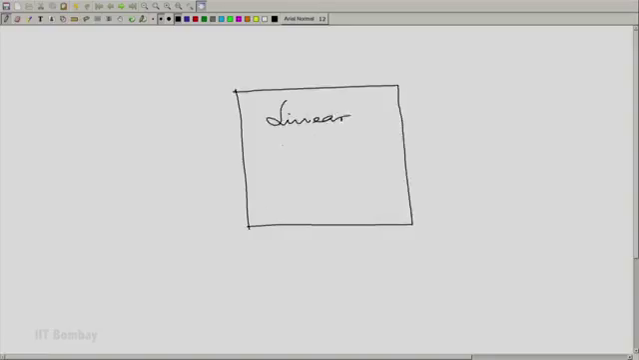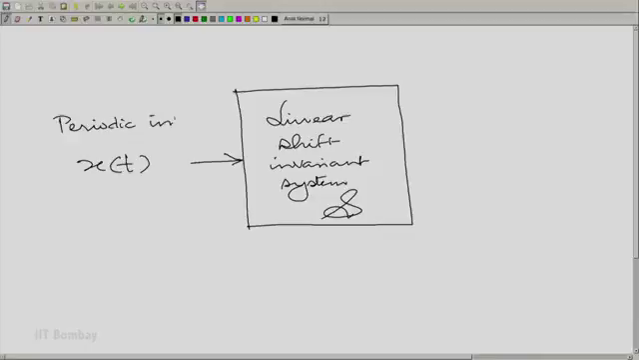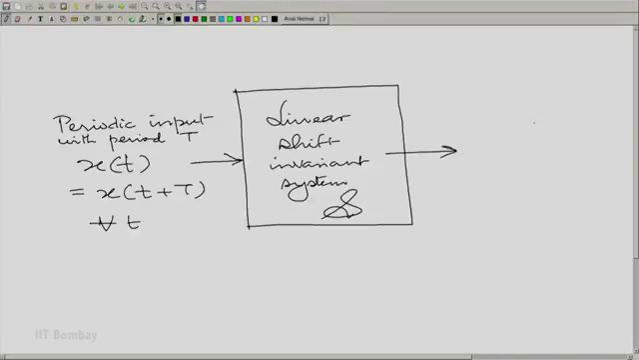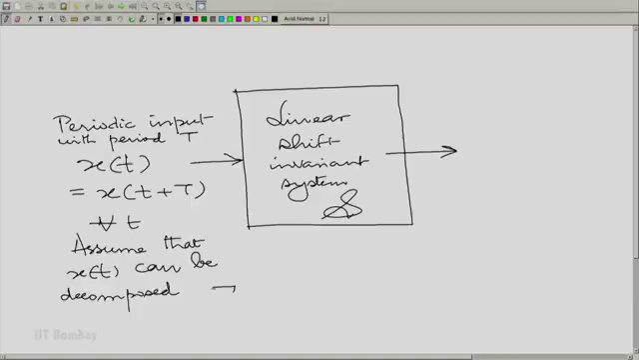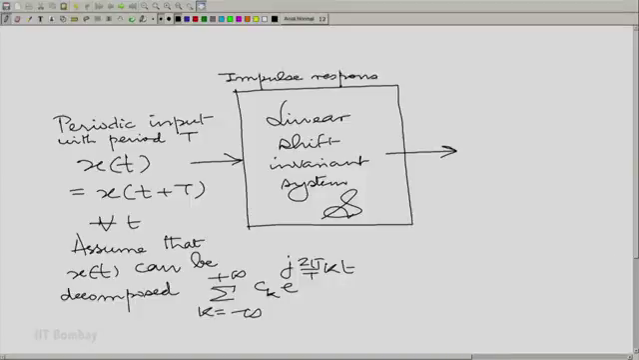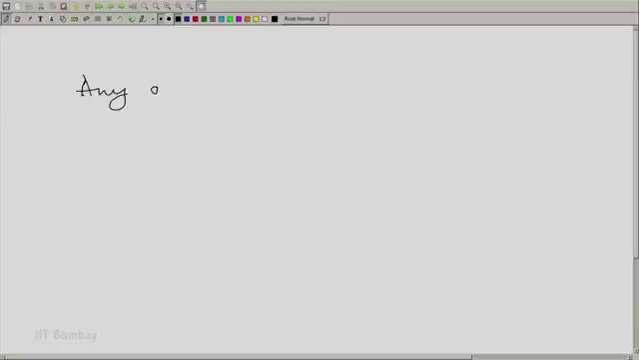So now I take the following situation. I have a general linear shift invariant system, let's call it script S, to which I give a periodic input x(t) with period T. Of course, it is very clear that we can get a Fourier series representation of x(t) under certain circumstances. So, assume that x(t) is Fourier decomposable. Let the impulse response of the system be h(t). We want to find the output now in general, and we want to make certain observations about it.